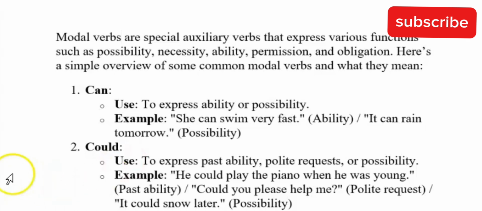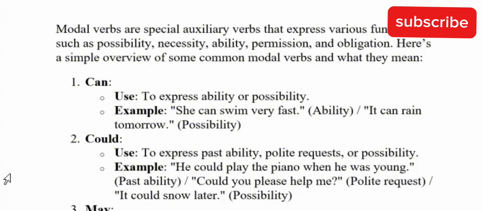Okay, now could, it means to express the ability but in the past. So for example, he could play the piano when he was young. It means he had the ability but in the past. So can or could, we use these two words for ability, but only the time is different. Let's go towards the next one. Also, I made a separate video on the difference between can and could. You can go and check. I will upload the link in the description for you.